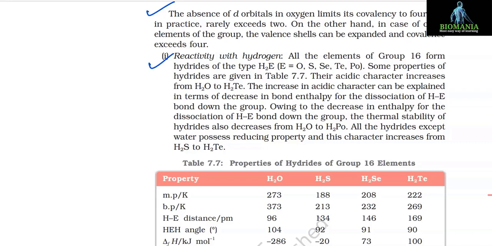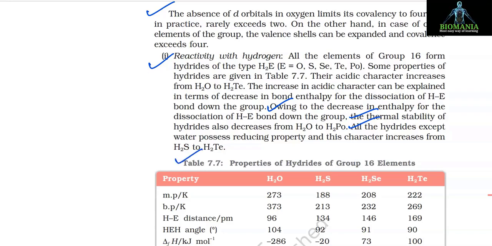All the elements of group 16 form hydrides of the type H2E, where E is oxygen, sulfur, selenium, tellurium and polonium, and some properties of hydrides are given in table 7.7. Their acidic character increases from H2O to H2Te. The increase in acidic character can be explained in terms of decrease in bond enthalpy for the dissociation of H-E bond down the group. Owing to the decrease in enthalpy for the dissociation of H-E bond down the group, the thermal stability of the hydrides also decreases from H2O to H2Po. All the hydrides except water possess reducing property and this character increases from H2S to H2Te.